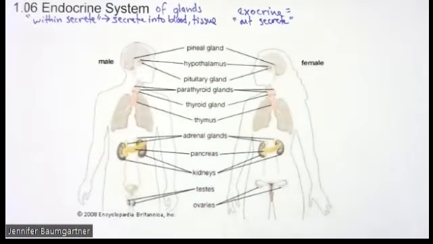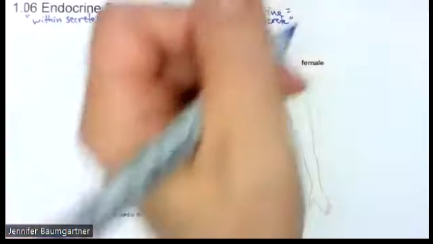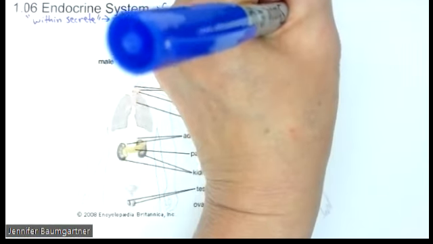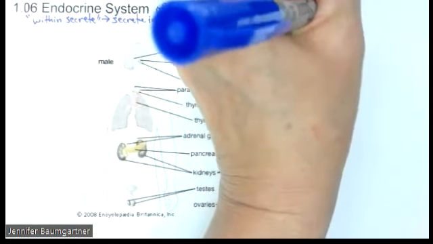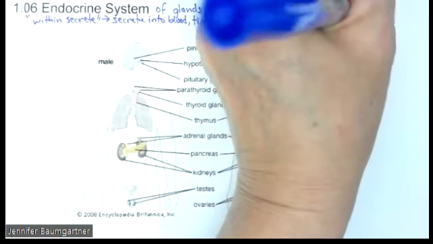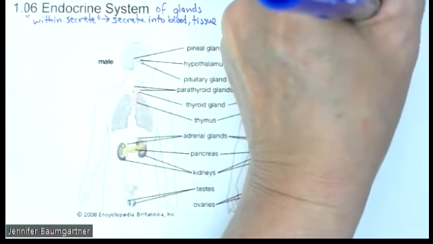Going to secrete into the blood or a tissue, but an exocrine gland is going to secrete either into a duct inside the body or out, literally outside the body. In the case of sweat glands or oil glands, we're going to secrete onto the surface of the skin. So here we're going to secrete into a duct or the surface of the body. Surface, which is our skin.